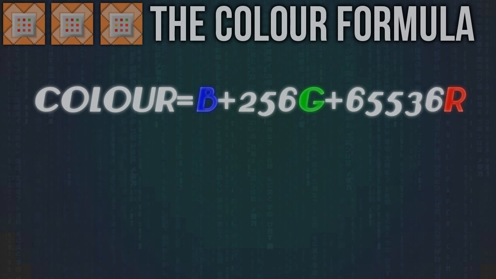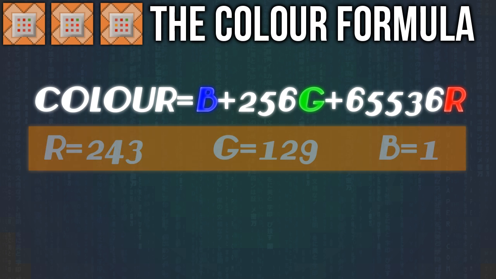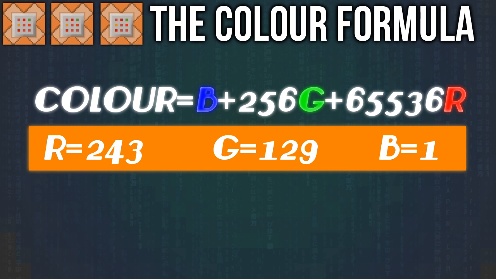Well, I'm sorry, but you're going to have to think again, because it just gets more complicated. In order to use them in Minecraft, you're going to have to convert them into a single number using this complicated looking formula. In order to explain this, I think it's best if we have a look at an example. So I'm going to hop on over to Paint and grab the RGB values for this orangey colour.